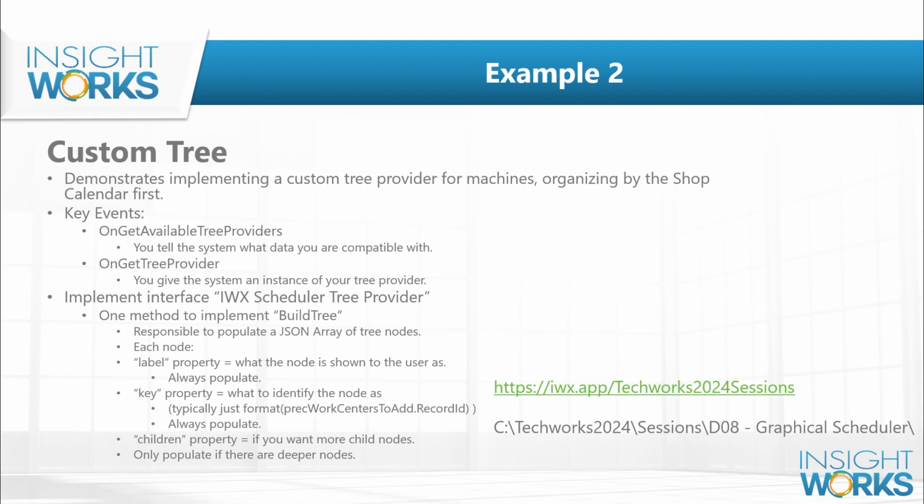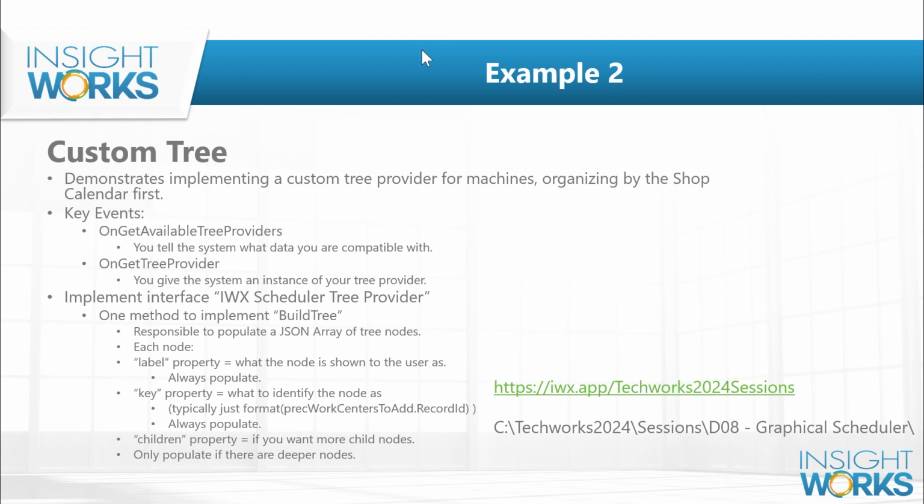Now, it's relatively simple. There's really just one method, build tree, that you really need to implement. It's through a specific interface. And there's two events that are really straightforward to basically populate. Now, when you're building your tree itself, it's a super simple JSON structure, really just with a key property, a label property, and then if you want to have subcategories, then you can have a child property or children.